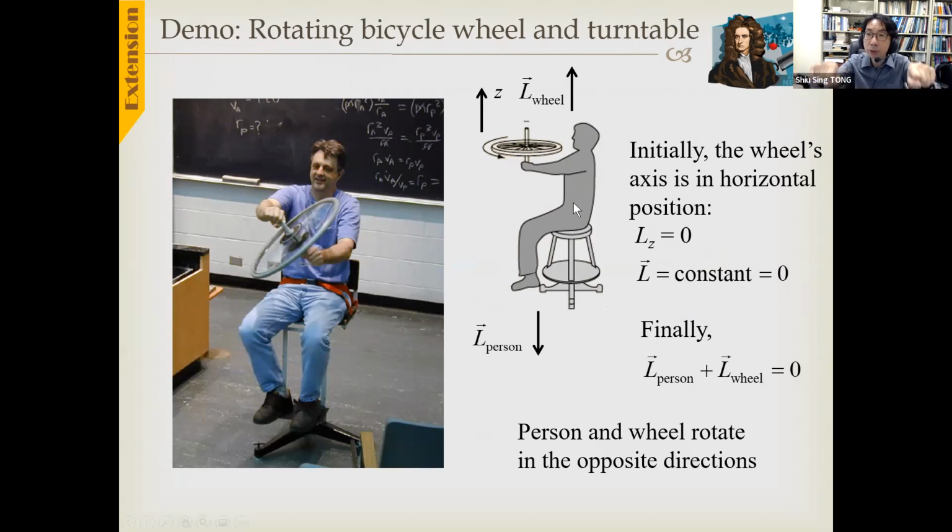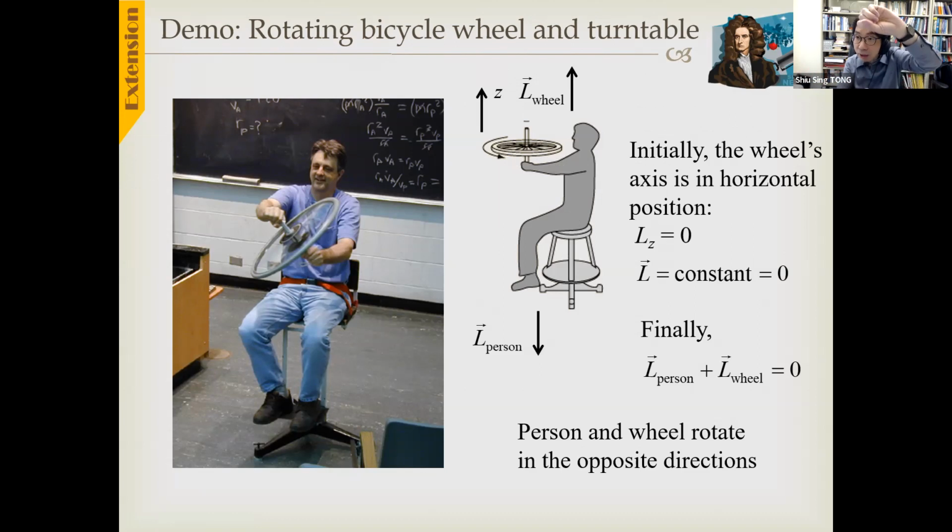Initially, the person holds the bicycle wheel such that the plane of the wheel is vertical, but the axis of rotation of the wheel is horizontal. And he sets the bicycle wheel into rotation. After that, he rotates the axis such that the axis of the bicycle wheel is now pointing upwards. And as soon as he does that, he will find that his body will rotate in the opposite direction.